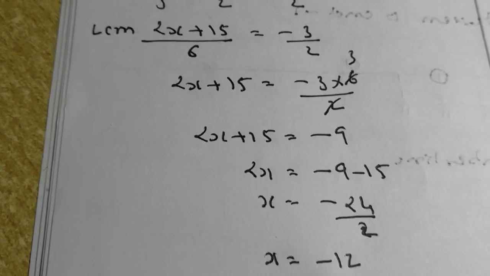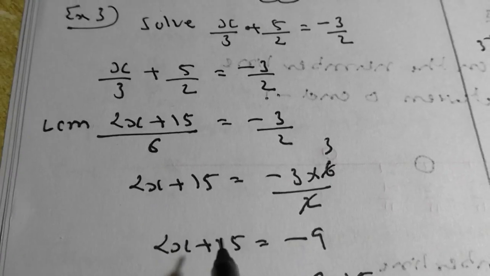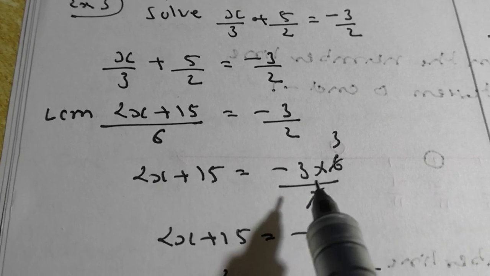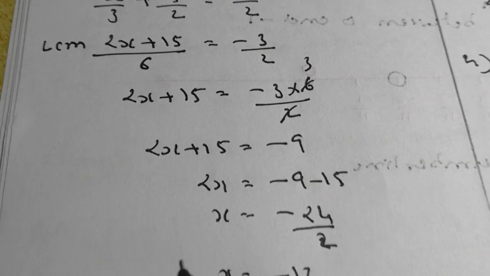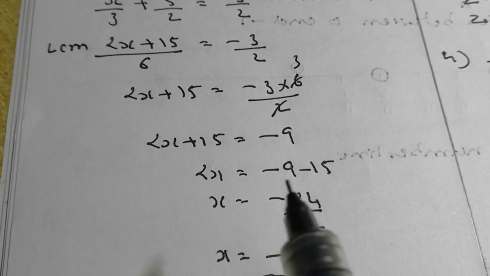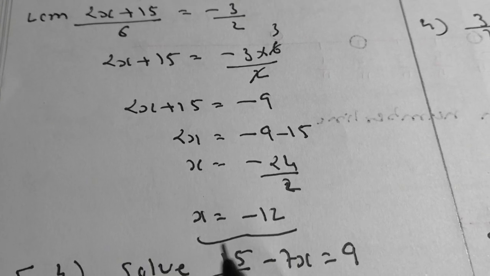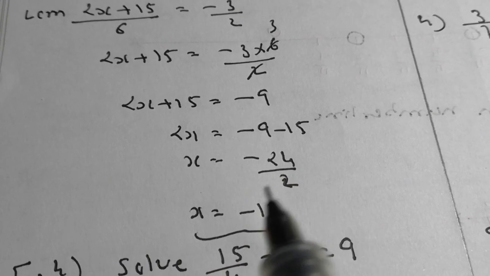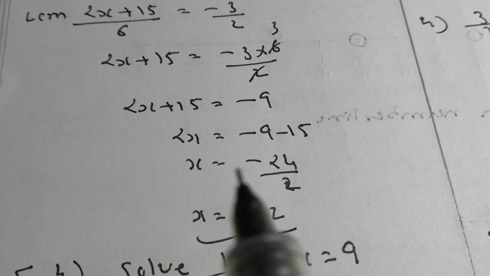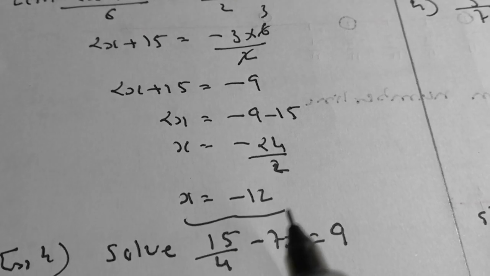Okay. Well, I am taking this denominator 6 on the right hand side. So minus 3 into 6 upon 2. 2 3s are 6. Minus 3 into 3 is minus 9. So 2x is equal to minus 9 plus 15 shifted to the right hand side becomes minus 15. So 2x is equal to minus 9 minus 15, minus 24. So x is equal to, multiplication goes as division, 24 upon 2. So x is equal to minus 12.